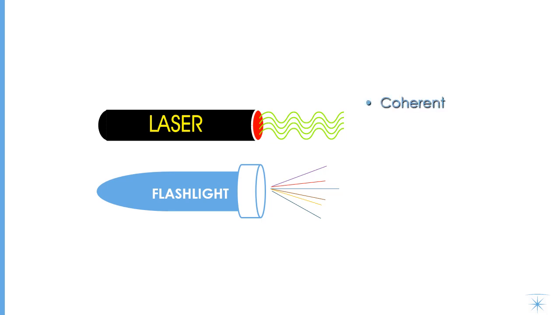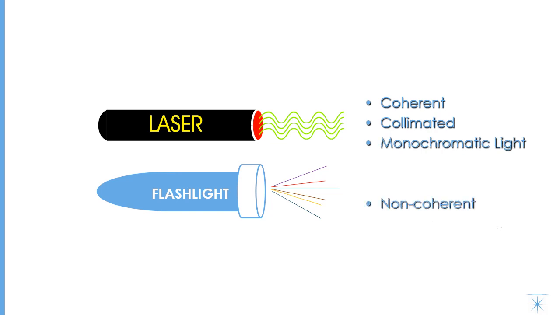The laser is coherent, collimated, and monochromatic, whereas the other light sources are non-coherent, non-collimated, and polychromatic. If we look at each of those terms and we understand it, then we are going to be able to appreciate the difference between laser and light.